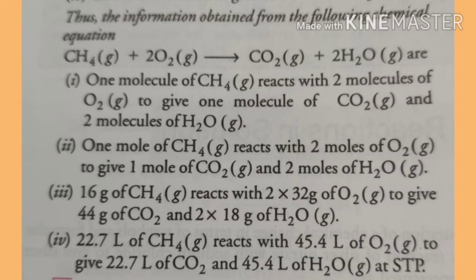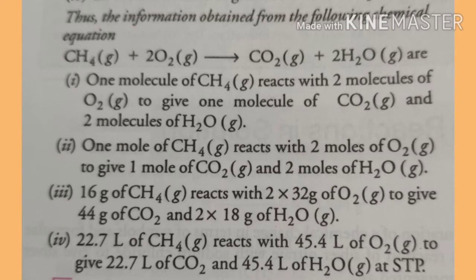Now in this chemical equation, the first piece of information is that one molecule of methane gas reacts with two molecules of oxygen to give one molecule of carbon dioxide and two molecules of water. So that is the first information we are gathering from this. Now the second, we can represent in terms of moles. So 1 mole of methane reacts with 2 moles of oxygen gas to give 1 mole of carbon dioxide and 2 moles of water.